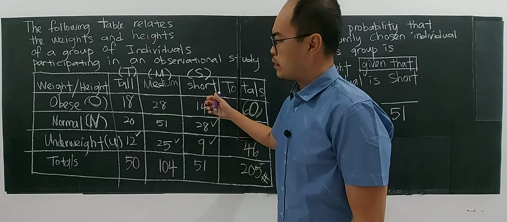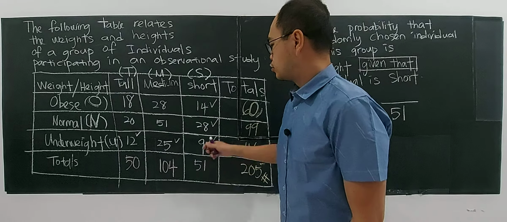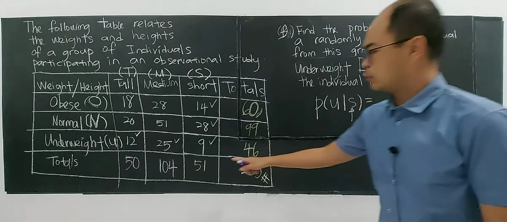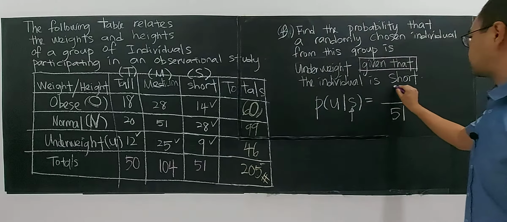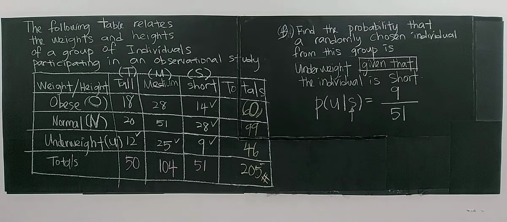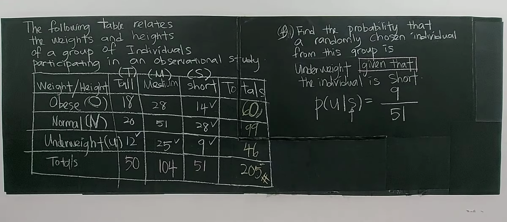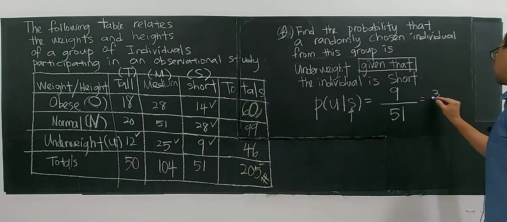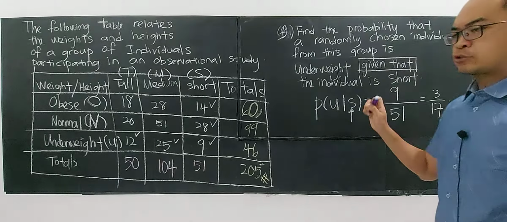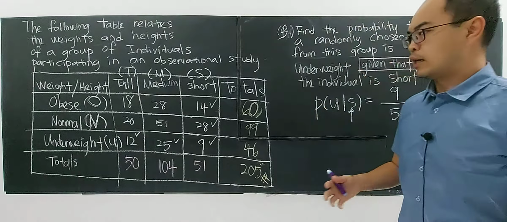So from these 3, they may be obese, normal, or underweight. So underweight given short is from 51, 9 of them are underweight. So this is the way we should answer the question. Very simple, which will give you 3 over 17. I just want to tell you how to read the probability from the contingency table. That's the most important: how you read a conditional probability, intersection, and the probability of an event from this contingency table.